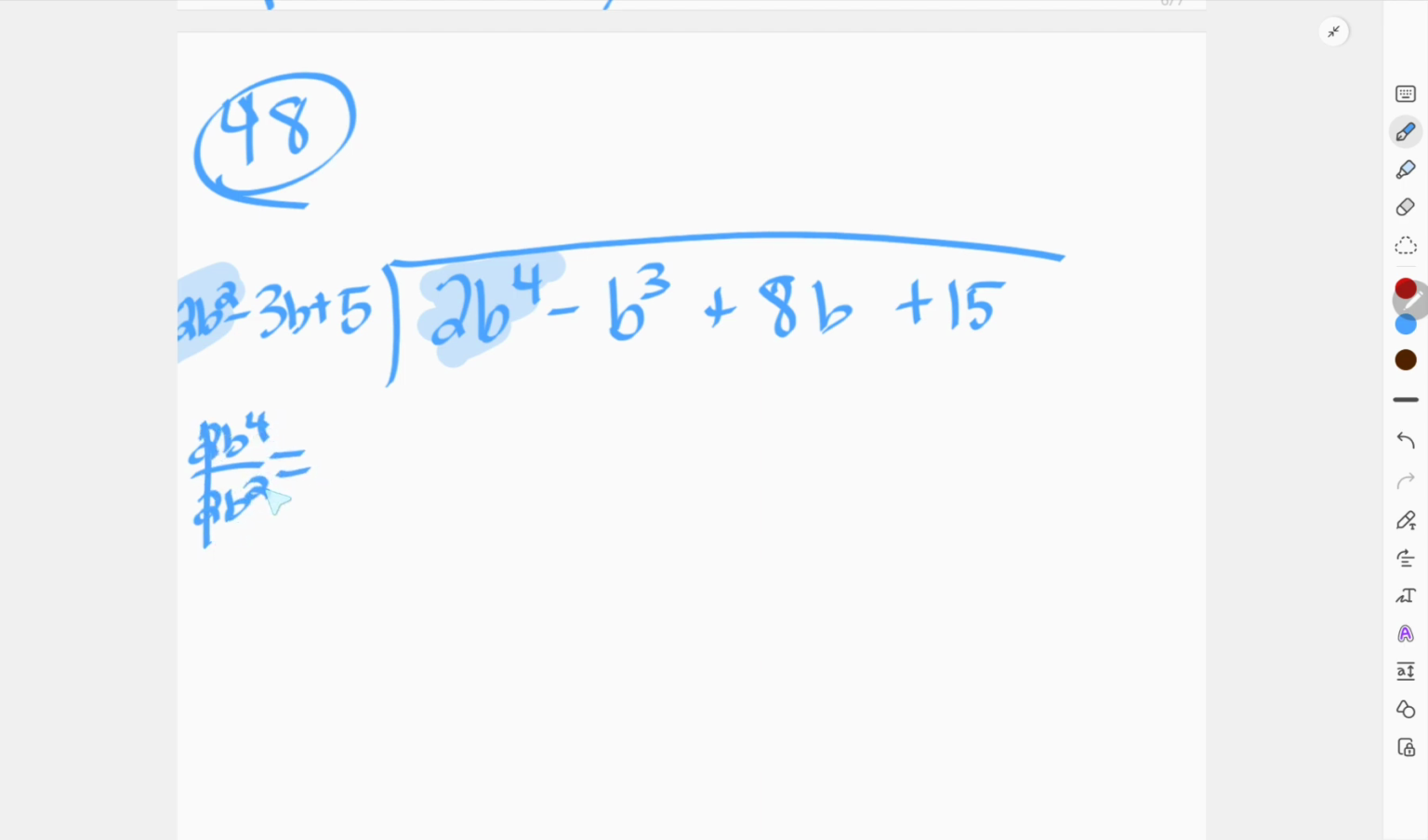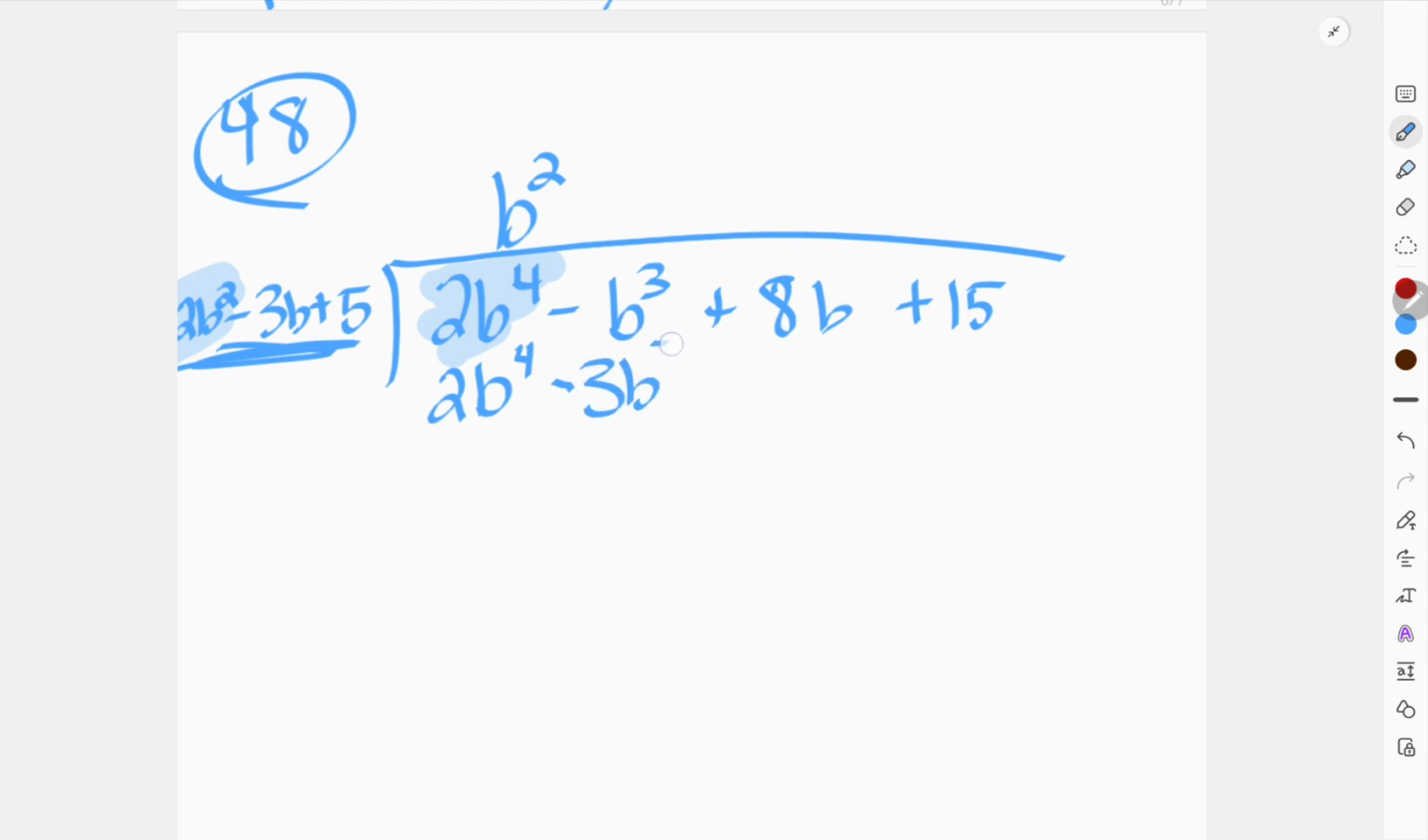The 2's are going to cancel. 4 minus 2, because that's my exponents. It's going to give me b squared. So that's what I'm going to put up here. It's b squared. So then I take b squared and I multiply it by everything that is down here. All of that. So b squared times 2b squared is 2b to the fourth. B squared times negative 3b is negative 3b to the third. And then b squared times positive 5 gives me positive 5b squared.